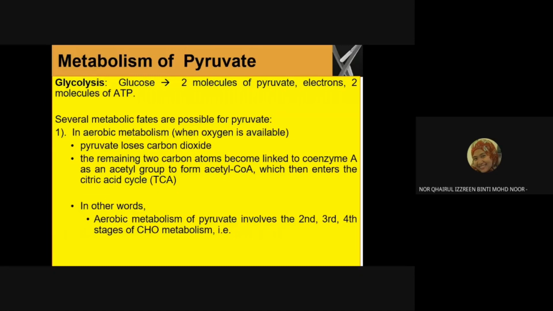In aerobic metabolism, when oxygen is available, pyruvate loses carbon dioxide and the remaining two carbon atoms link to coenzyme A, producing an acetyl group to form acetyl-CoA. Okay, this acetyl-CoA can enter the TCA cycle.